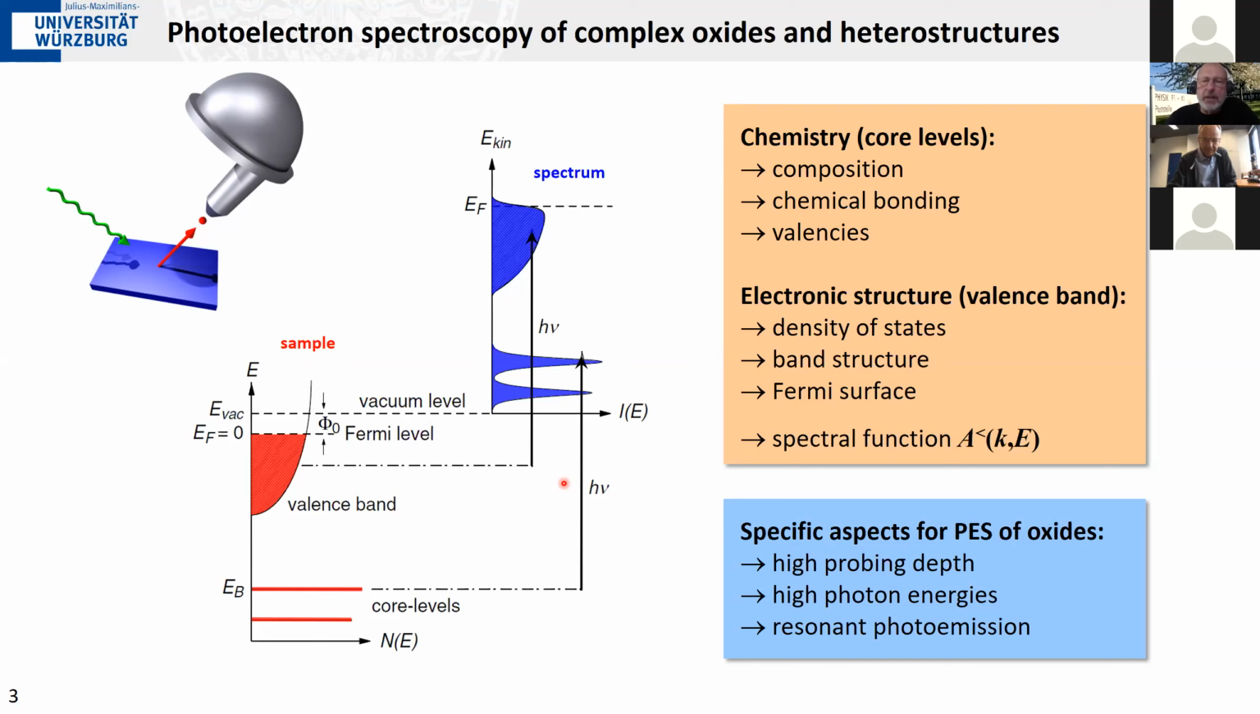There is this particular aspect for oxides, and in particular heterointerfaces of oxides, that you need a high probing depth, and for that we have to go to high photon energies, and that involves in particular the need for synchrotron radiation, which is intense enough and gives us the high energies that we need. And as we will see today, it will also allow us to use a particular technique called resonant photoemission.